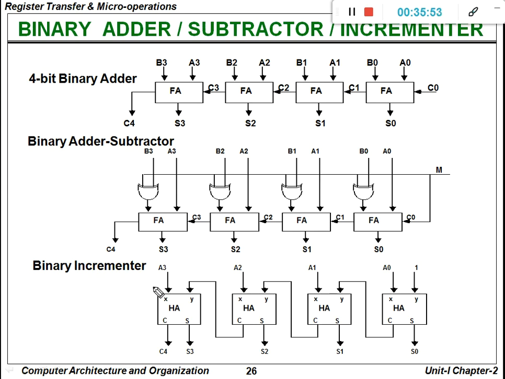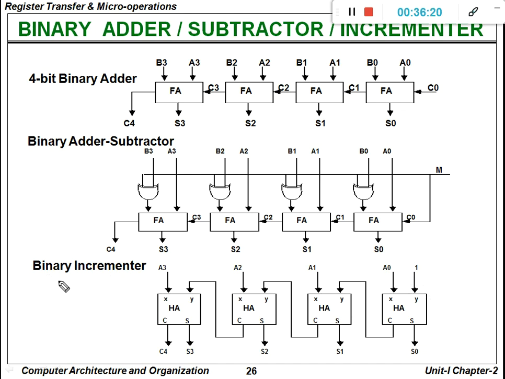Next, let us consider how a binary incrementer works. To implement a binary incrementer, we don't need a full adder, we need only a half adder. You already know how a half adder works. You have studied it in the second year first semester. What is the difference between a full adder and a half adder? A full adder takes 3 inputs and gives 2 outputs, whereas a half adder takes 2 inputs and gives 2 outputs.